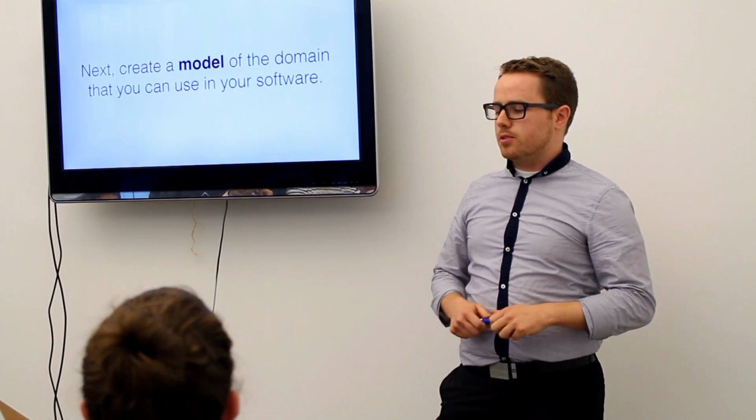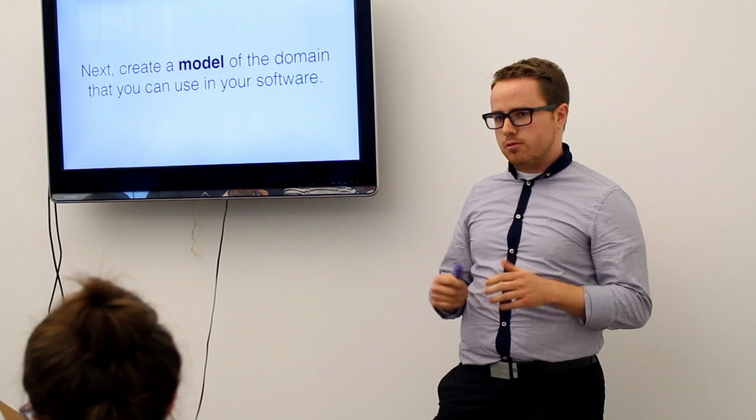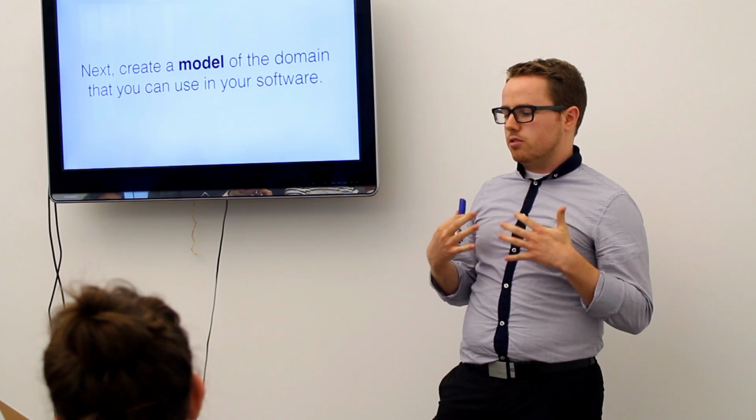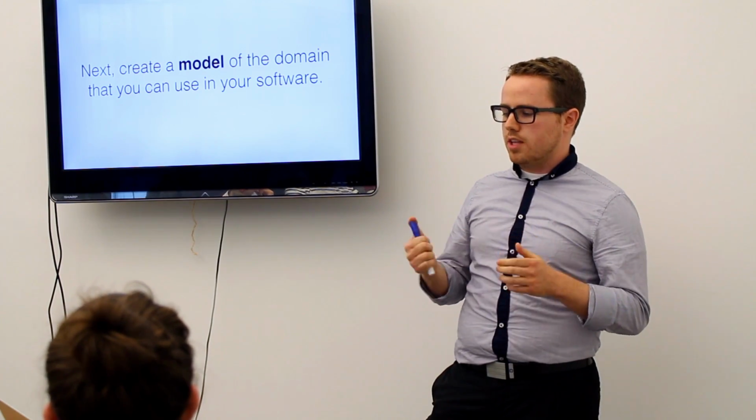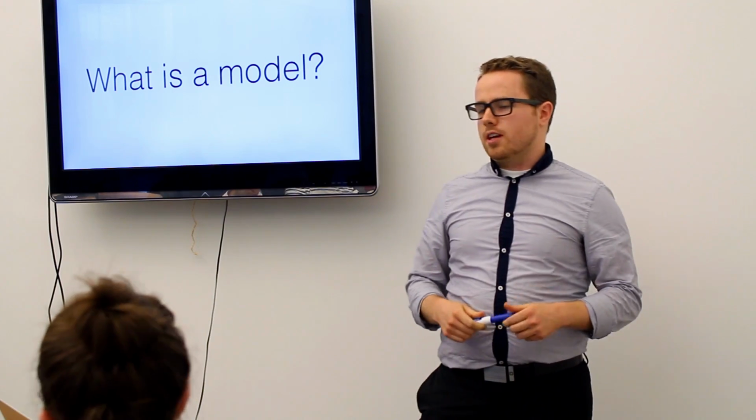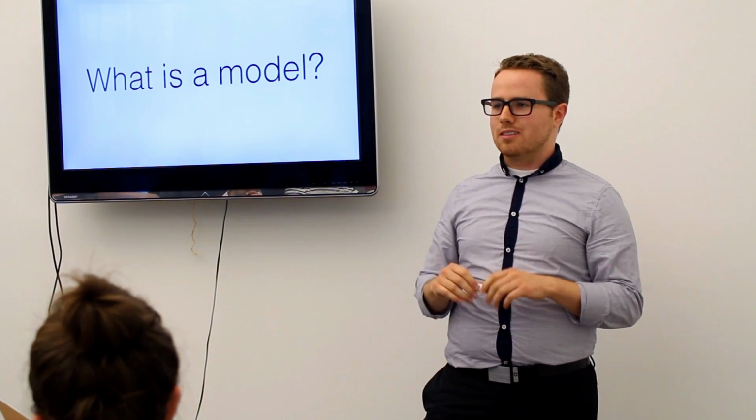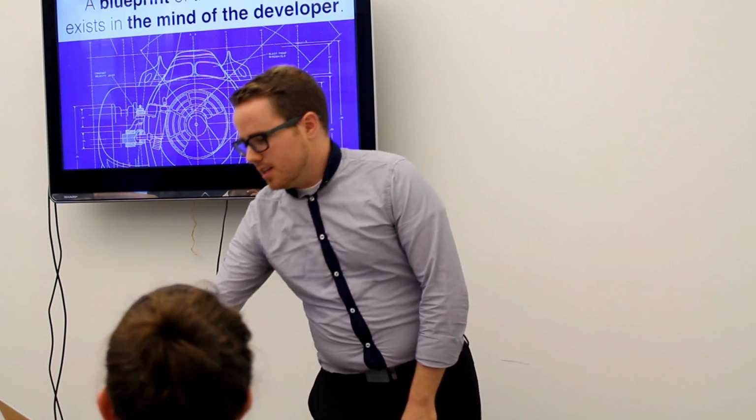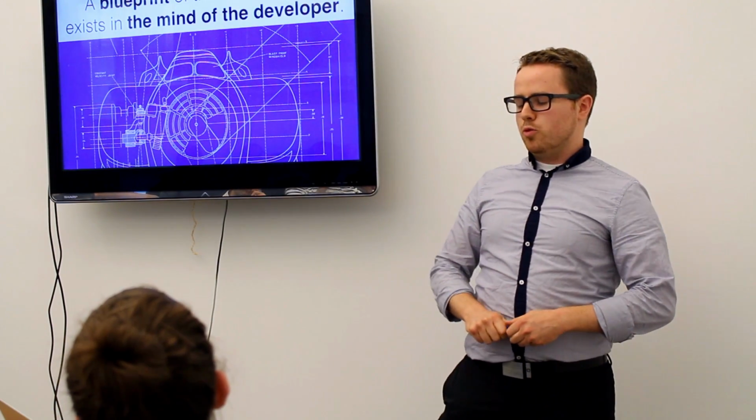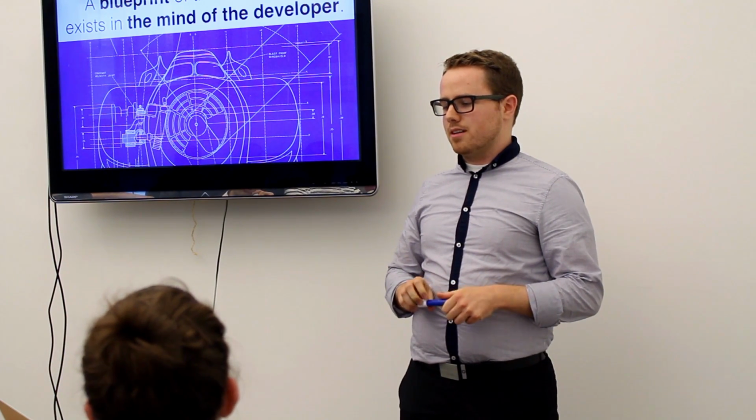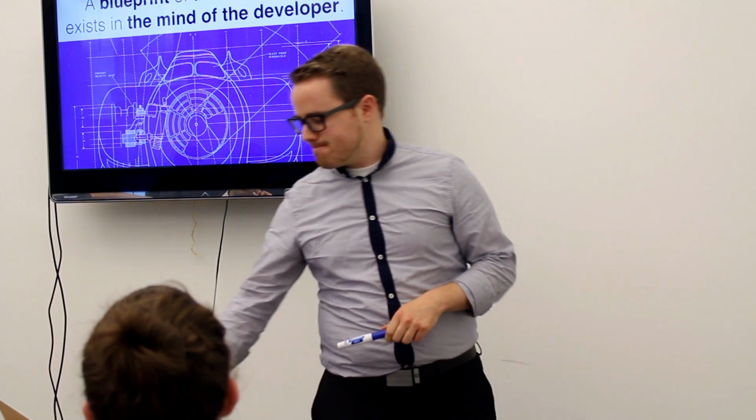So the next step to making good software is to create a model based on this information that you've gotten from your domain expert, and you can use that model to help your software develop. So you have to ask yourself the question, what is a model exactly? It's another one of these kind of vague terms. A model is a blueprint of the domain that exists inside the mind of the developer.